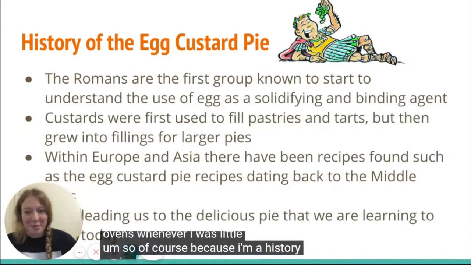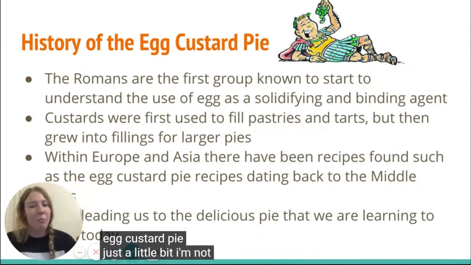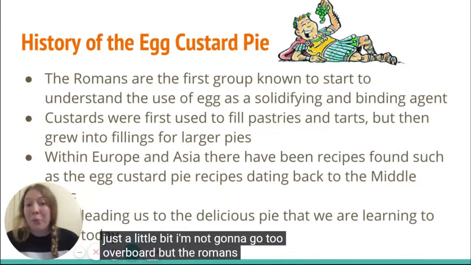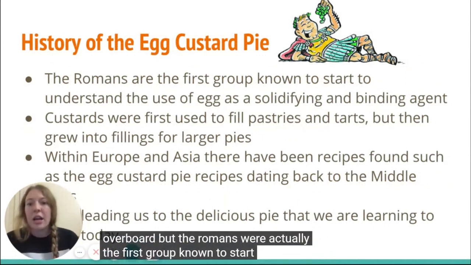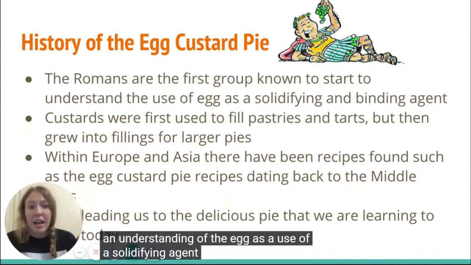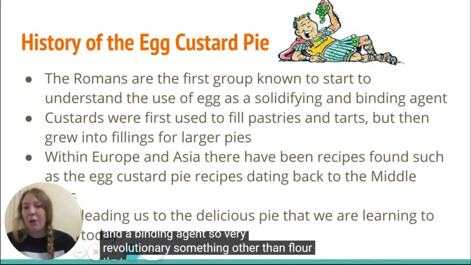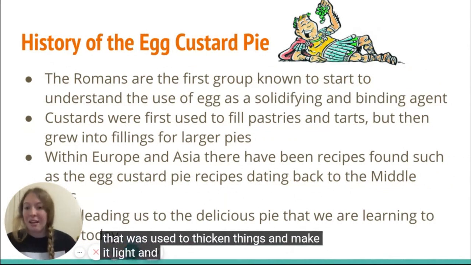So of course, because I'm a history major, I had to add in the history of the egg custard pie, just a little bit. I'm not going to go too overboard. But the Romans were actually the first group known to start an understanding of the egg as a use of a solidifying agent and a binding agent. So very revolutionary, something other than flour that was used to thicken things and make it light and fluffy and just delicious.